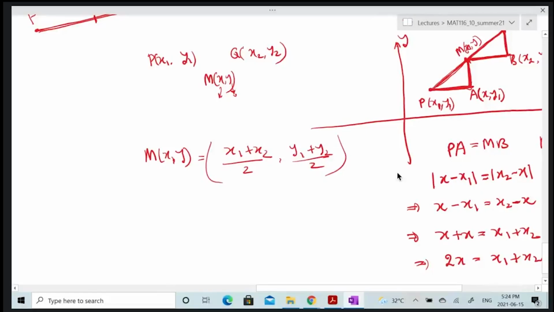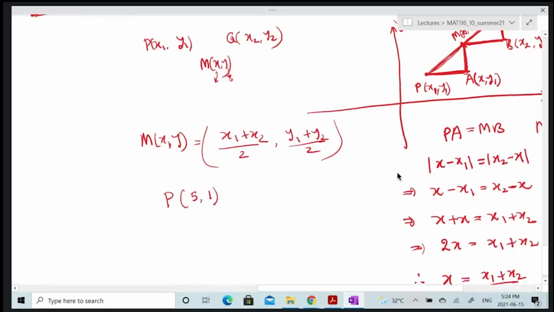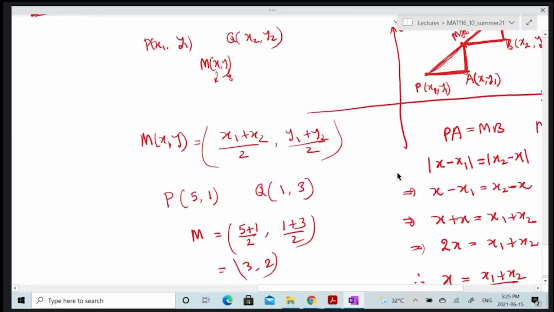So, a quick example. I give you the points P (5, 1) and Q (1, 3). What should be the midpoint? 3, 2. Because this is (5 plus 1) by 2, comma, (1 plus 3) by 2, which is 6 by 2 comma 4 by 2. So it's going to be (3, 2). So that's how, by using this formula, you can find the midpoint of any line segment joining these 2 points.